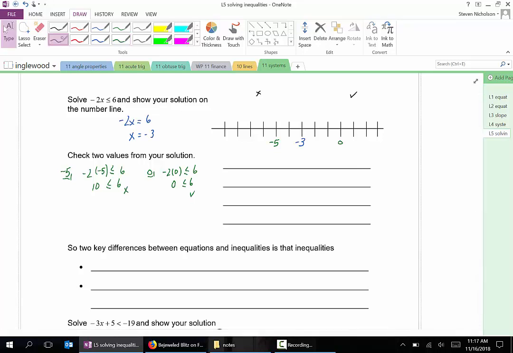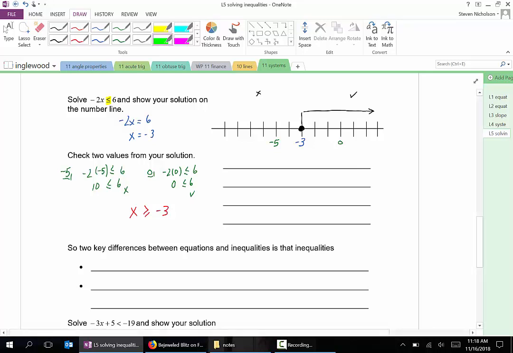So here's what I know. I know my solution region is over there. Doesn't matter what number I pick. I could pick 1,000,000,000 if I wanted to. And now I just have to decide, do I do a solid or an open dot? And again, this one is a solid dot because it is less than or equal to. So look at the original, and let's write down the solution. So then the solution is x pointing that way greater than or equal to -3.